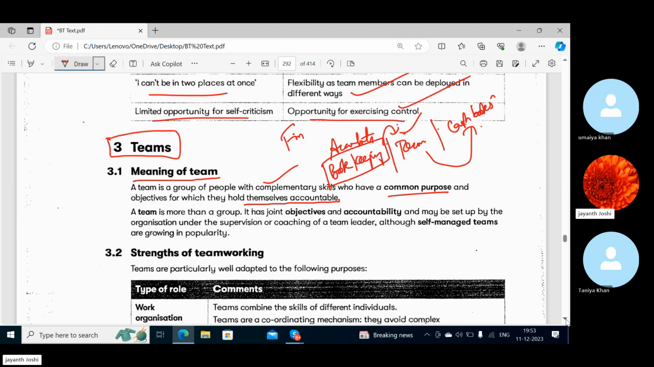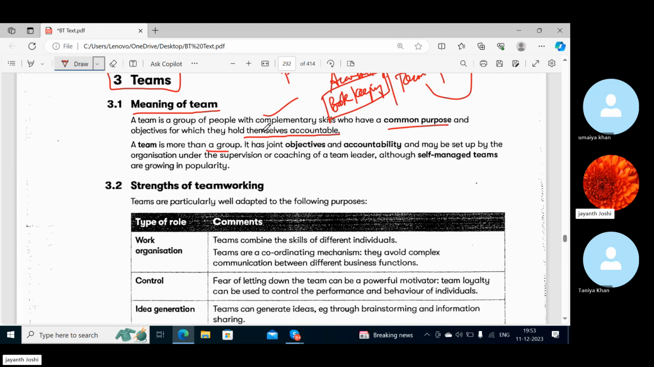And a team is more than a group. It has joint objectives and accountability and may be set up by the organization under the supervision or coaching of a team leader. So there will be a team and there will be a team leader for that. Although self-managed teams are growing in popularity.